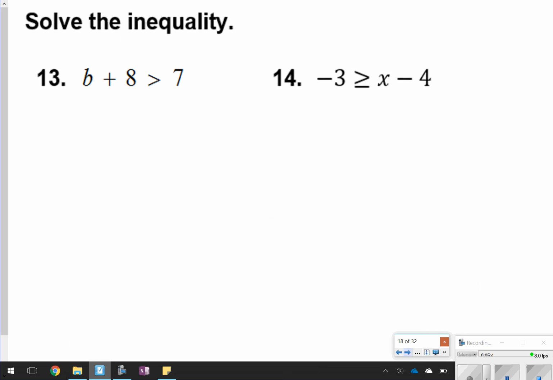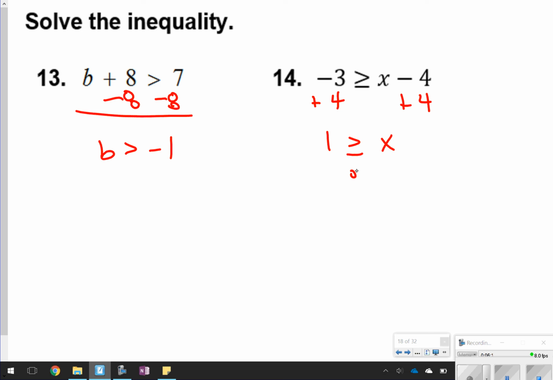On the back, we have number 13. That starts our section of solving the inequality. We have b plus 8 is greater than 7. So I'm just going to subtract 8 from both sides. b is greater than -1. Number 14, I'm going to add 4 to both sides. So I get 1 is greater than or equal to x. I do need to rewrite this so that x is on the left, so x is less than or equal to 1 would be my desired answer.